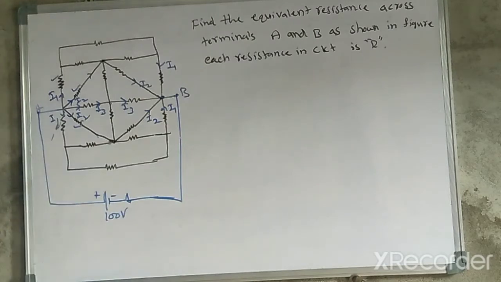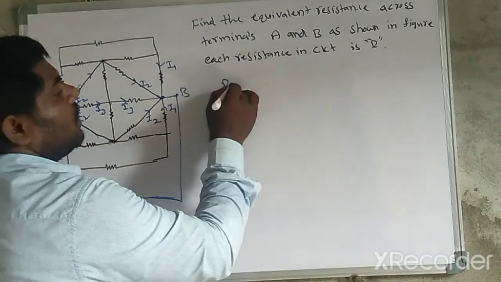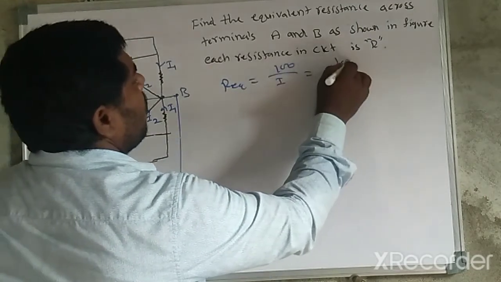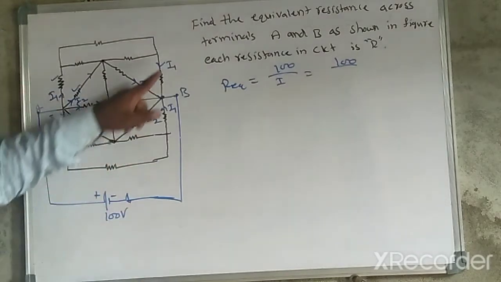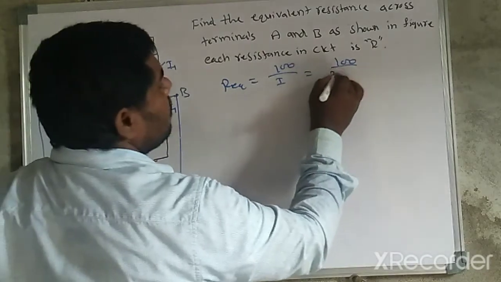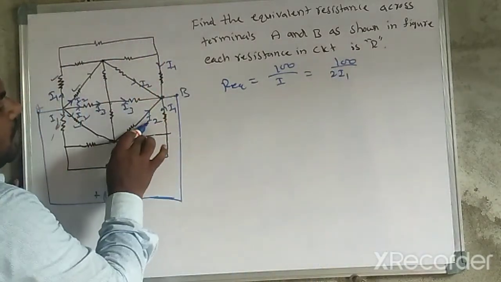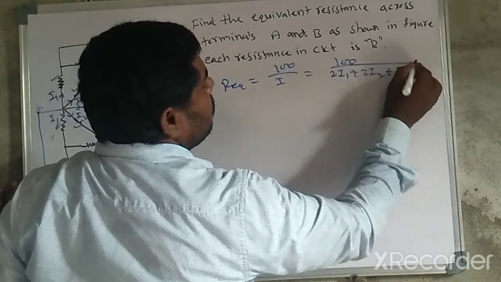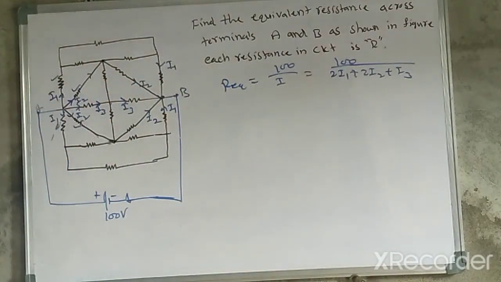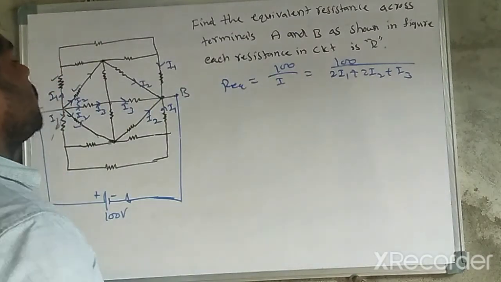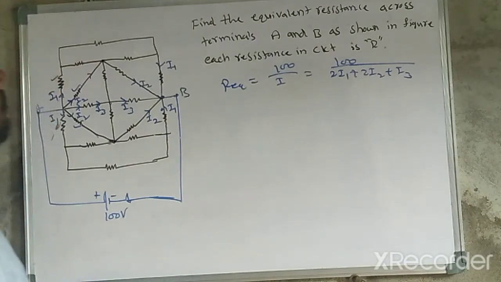From this, the general formula: R equivalent is equal to 100 divided by the total current I, which is the sum of these currents: I1 plus I2 to I1, similarly I2 plus I2, that is 2I2, plus I3. If you find I1, I2, I3 and substitute here, we will get the R equivalent between terminals A and B simply.